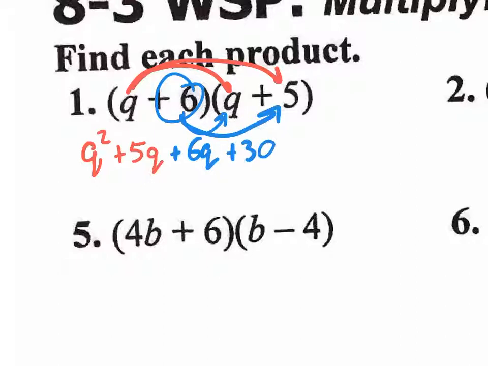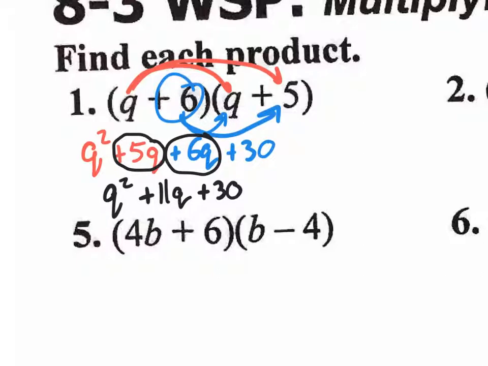Notice that I didn't stack them up on top of each other because it's only 4 terms. And out of those 4 terms, the middle ones are the only ones that could be combined. The plus 5Q plus 6Q, you get positive 11Q. And the rest stays the same. The Q squared comes down. The plus 30 comes down. Super easy. Right? You guys should be loving chapter 8 so far. It's been cake. Let's move on.